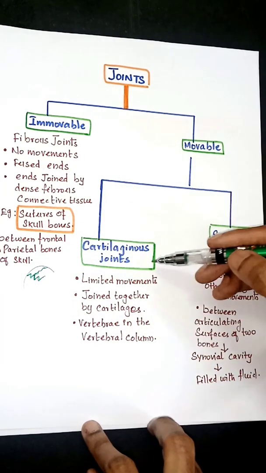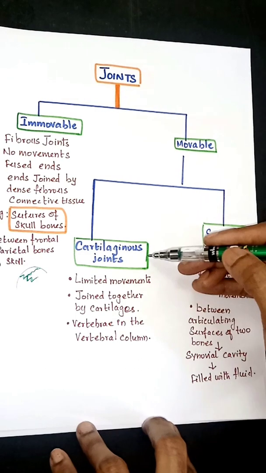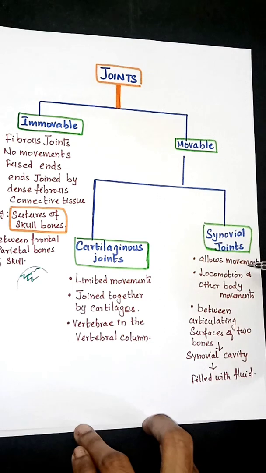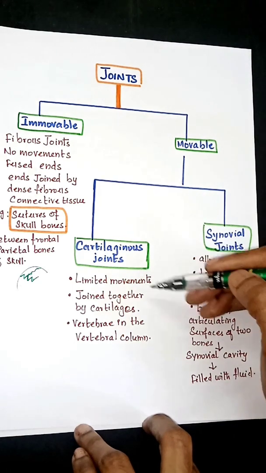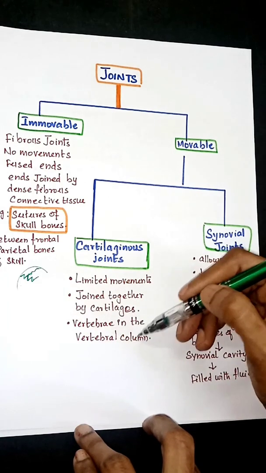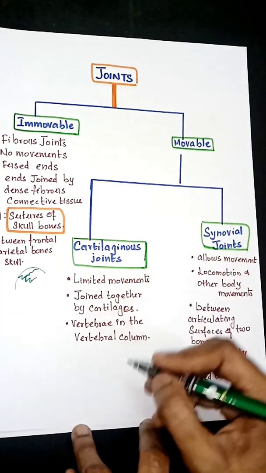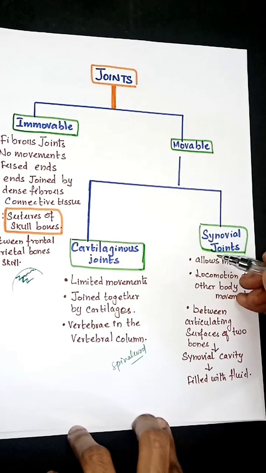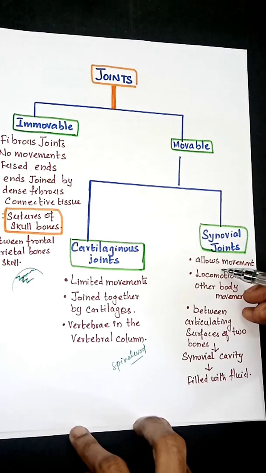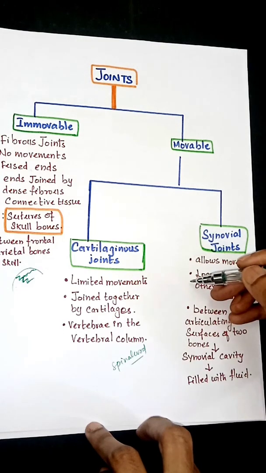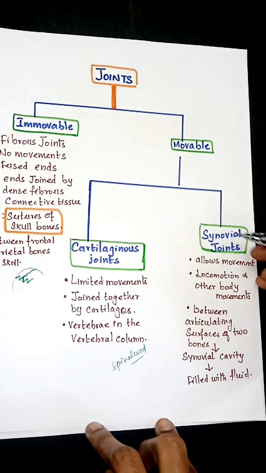Under movable joints you have cartilaginous joints and synovial joints. In fibrous there is no movement, in cartilaginous there is limited movement, and in synovial it allows considerable movement. So in cartilaginous joints you have limited movement. They are joined together by cartilages. Vertebrae in the vertebral column, that is spinal cord, contain these cartilaginous joints, okay. And synovial joint allows considerable movement when compared to cartilaginous. Synovial joints help in locomotion and other body movements like walking and turning your head, all of which happen due to synovial joints.